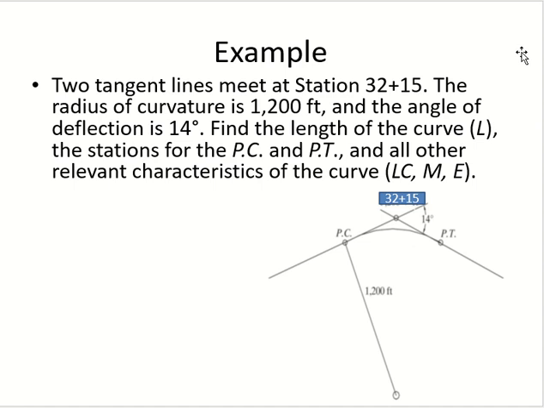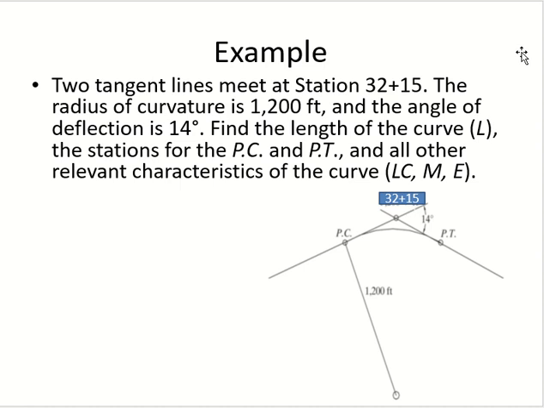Okay. Let us do an example. We have two tangents which are meeting at this station. Radius of the curve is given. Angle of deflection is delta. It's given. We have to find out the length of the curve, stations of PC and PT, and other relevant parameters which are these things.